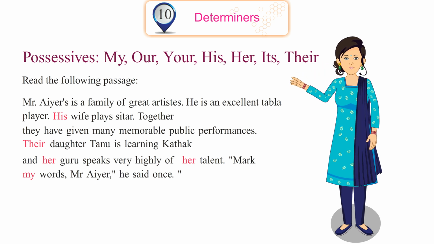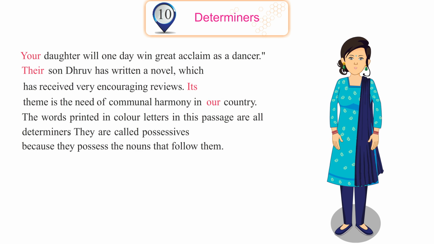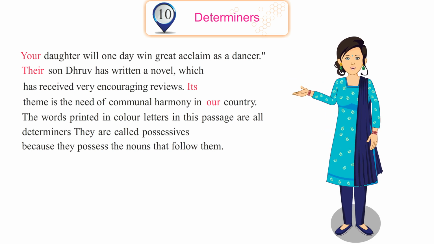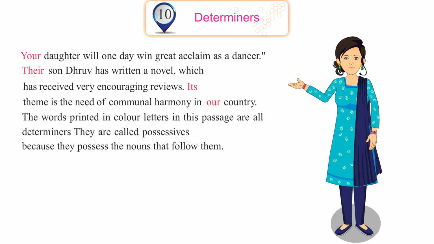Their daughter Tanu is learning Kathak and her guru speaks very highly of her talent. "Mark my words, Mr. Iyer," he said once, "your daughter will one day win great acclaim as a dancer." Their son Dhruv has written a novel which has received very encouraging reviews. Its theme is the need of communal harmony in our country. The words printed in colored letters in this passage are all determiners. They are called possessives because they possess the nouns that follow them.